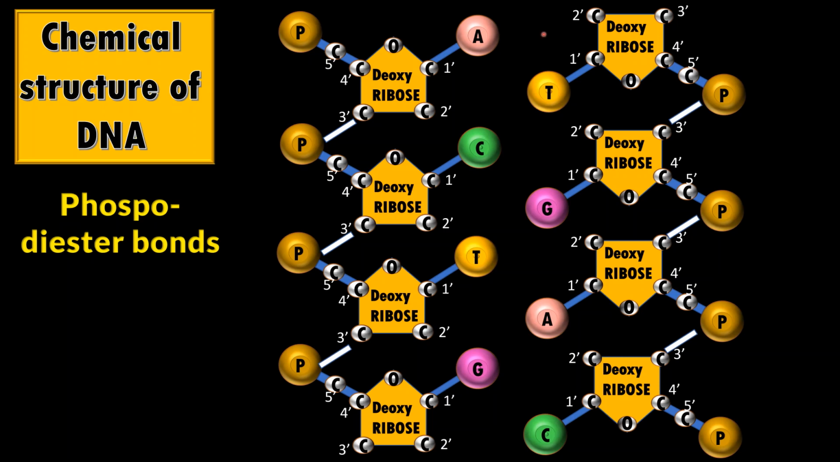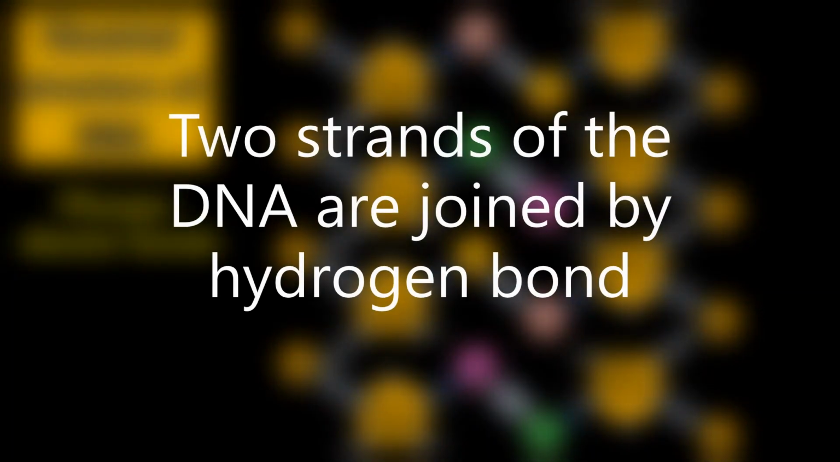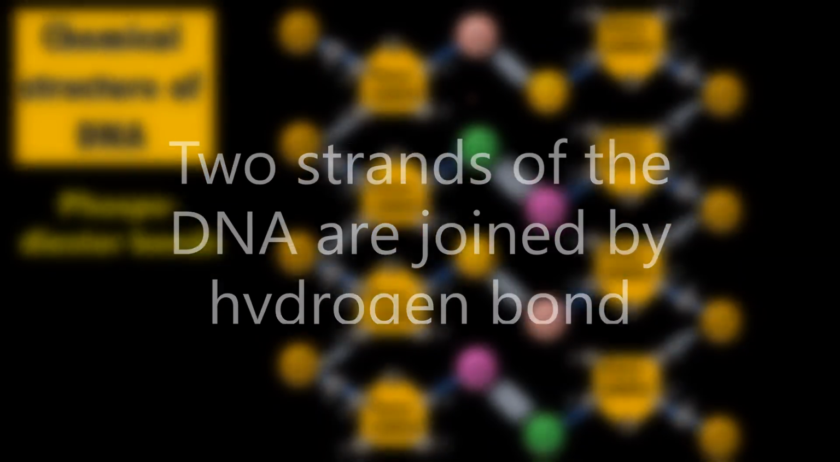Now, the steps of the ladder of the DNA are made up of nitrogen bases, that is adenine, thymine, cytosine and guanine. Now A pairs with T with 2 hydrogen bonds, whereas C pairs with G with 3 hydrogen bonds. T pairs with A with 2 hydrogen bonds, C pairs with G with 3 hydrogen bonds. So nucleotides on the same side of the DNA are joined by phosphodiester bond, whereas the 2 strands of the DNA are joined by hydrogen bonds. Please remember this.